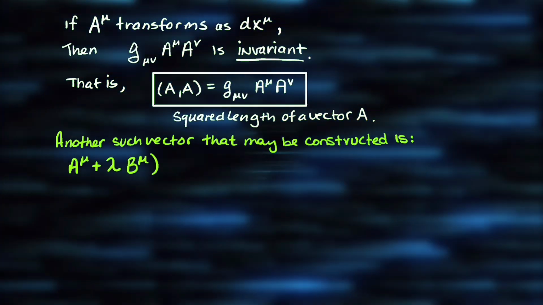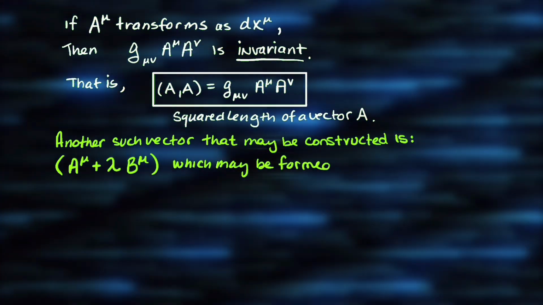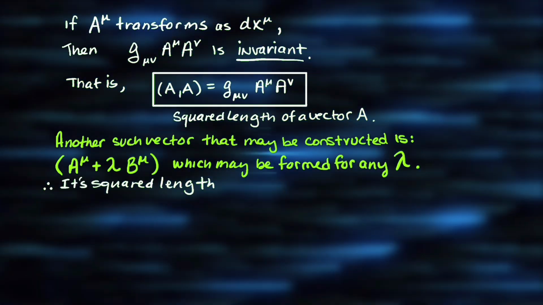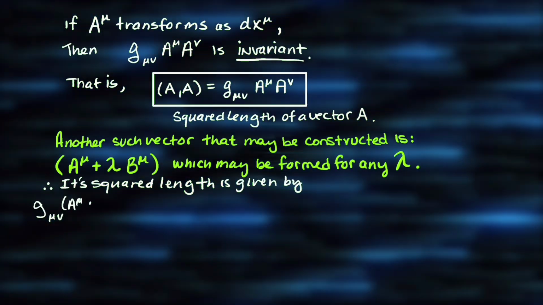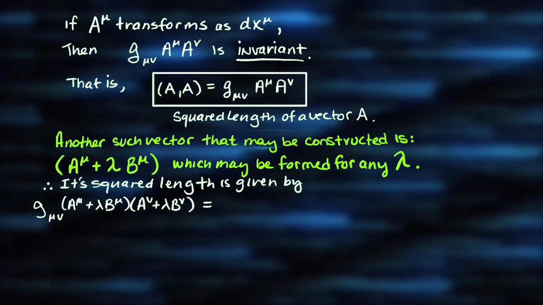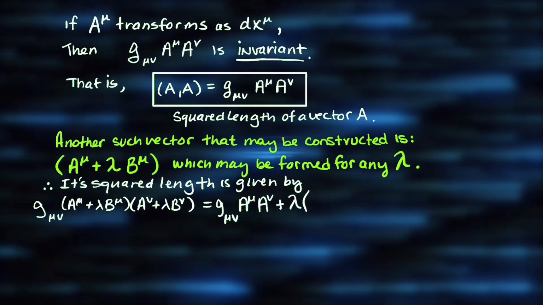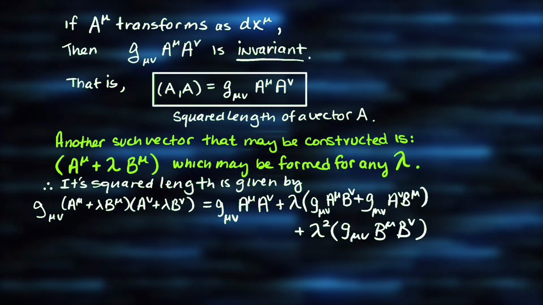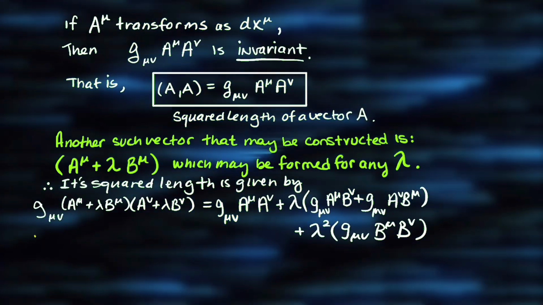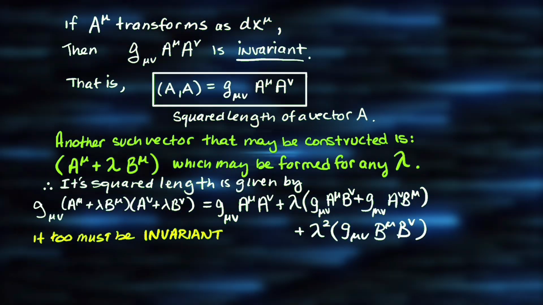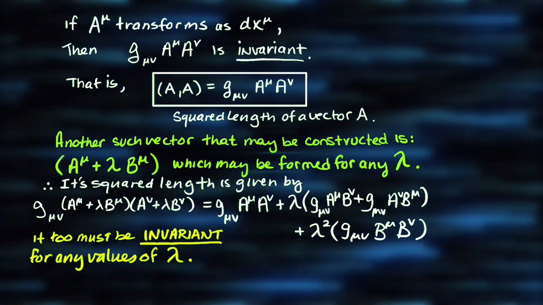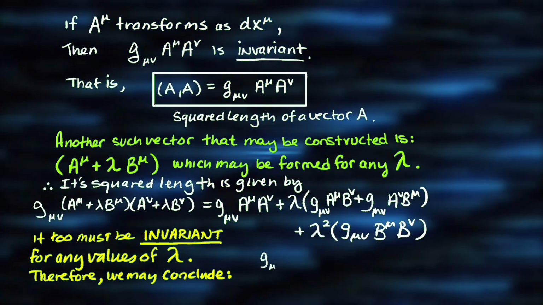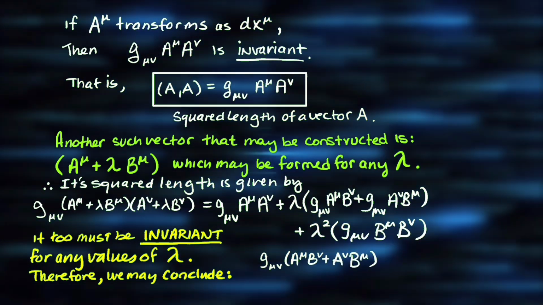And given a second contravariant vector b, another such vector can be constructed, a mu plus lambda b mu, which may be formed for any given lambda. And so its squared length should also be invariant. If we expand this vector's squared length, we get the following result. And since this too must be invariant for any lambda, we can conclude that the coefficients of lambda and lambda squared are also invariants.